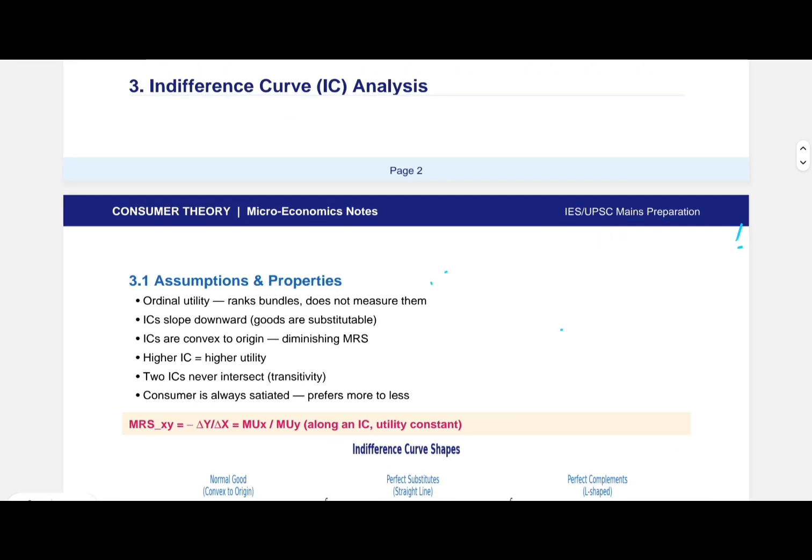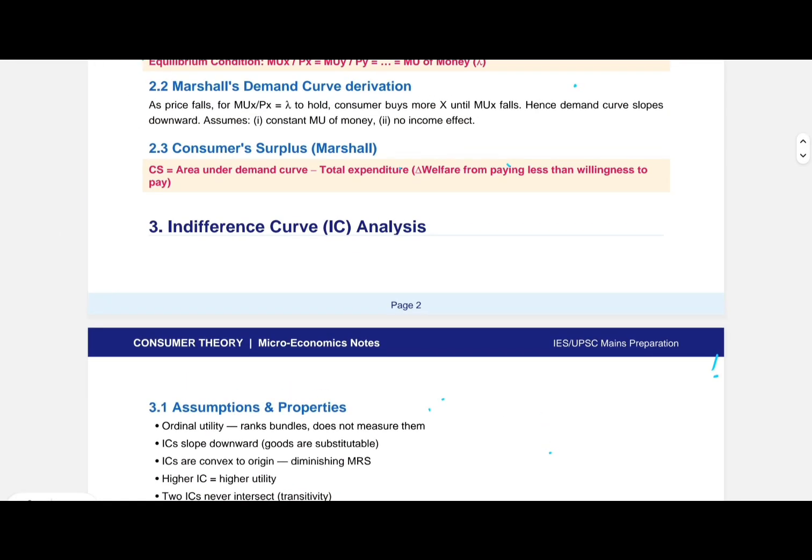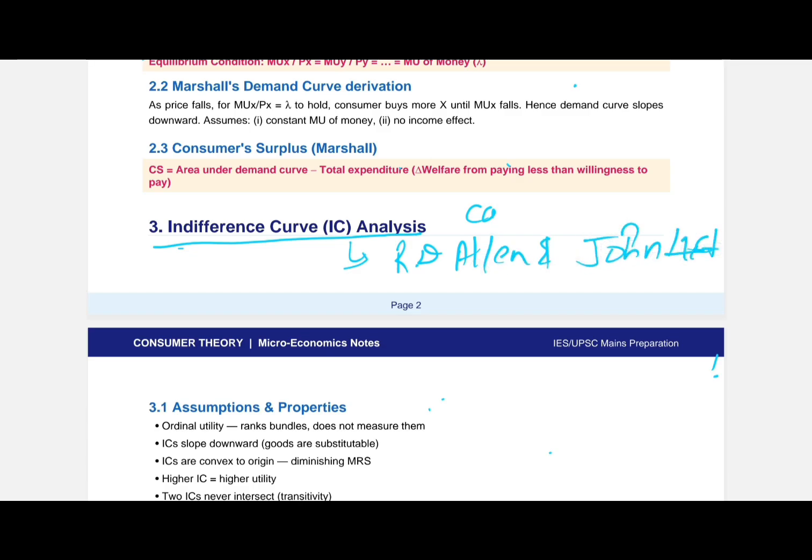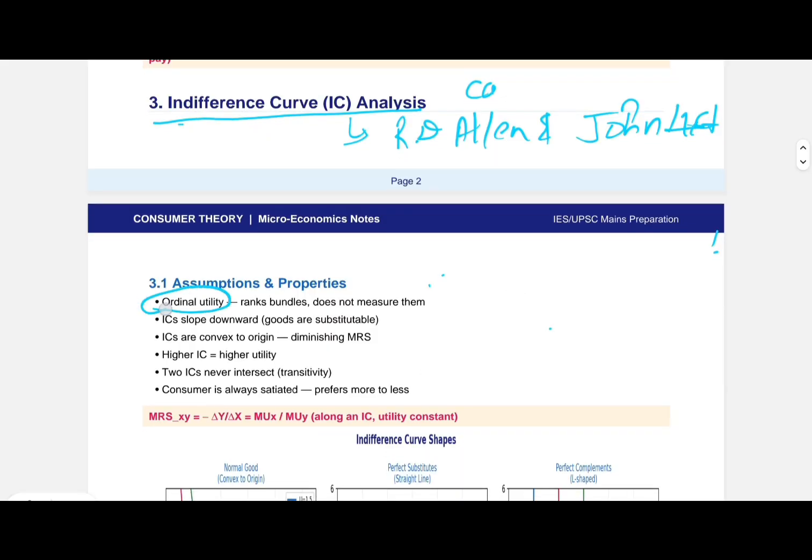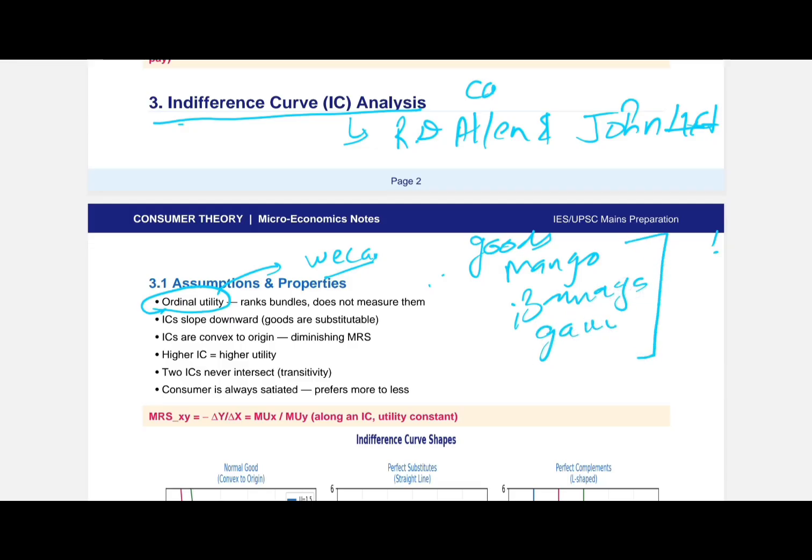So, next consumer theory is the indifference curve, which was given by R.G.D. Allen and John Hicks. It basically talks about ordinal utility. Ordinal utility means we can rank the utility, but we can't measure it. For example, there is a bundle of goods: mango, banana, guava. For all of these, we can rank them.